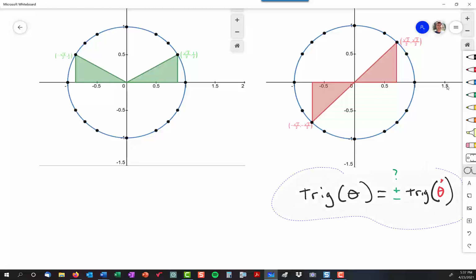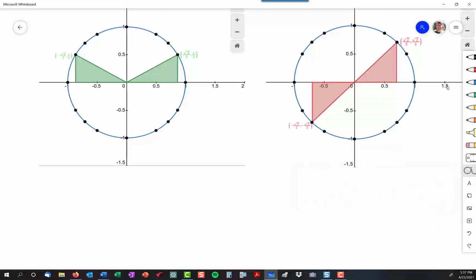Let's look at a few examples here. The first example I want to look at is an angle over here in quadrant 2. So we are in quadrant 2, and theta equals 5 pi over 6. And the reference angle is going to have to be this piece right here.